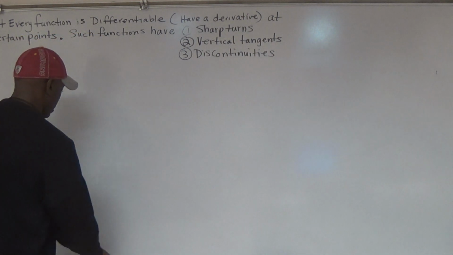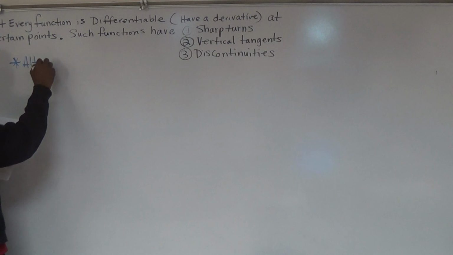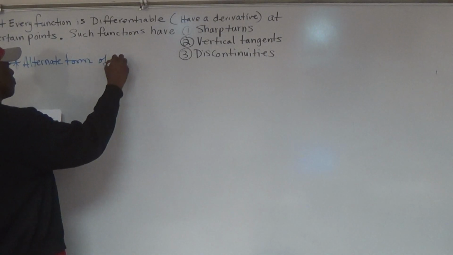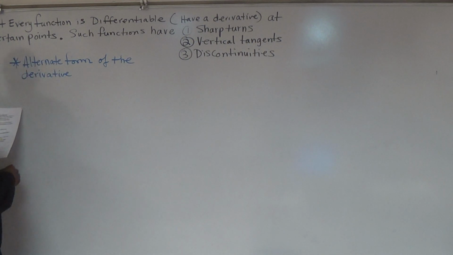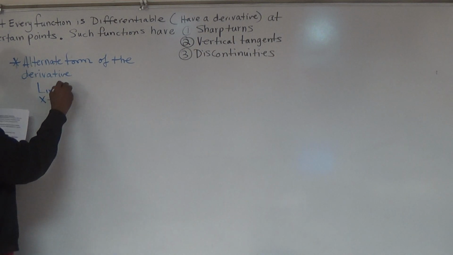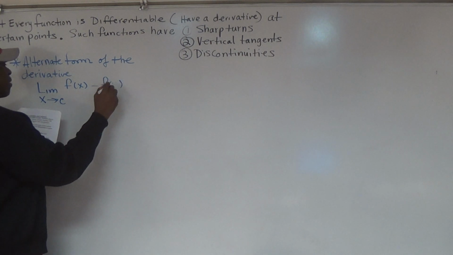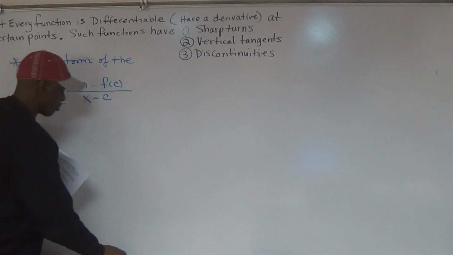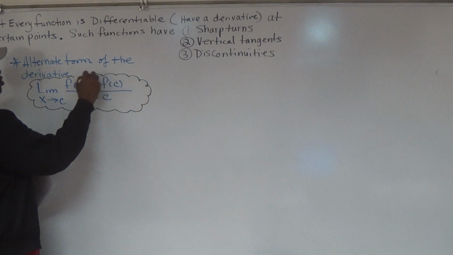All right? And to do that, we're going to use what we call the alternate form of the derivative. The alternate form of the derivative is the limit as x approaches c of f of x minus f of c divided by x minus c. This is the alternate form of the derivative that we're going to use in these cases. Cases in which the functions are not differentiable at a point.